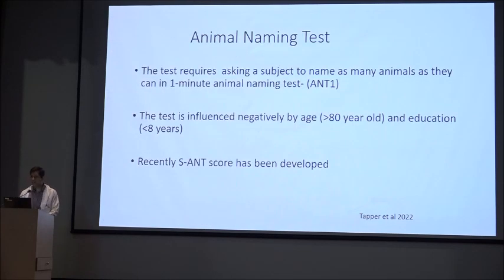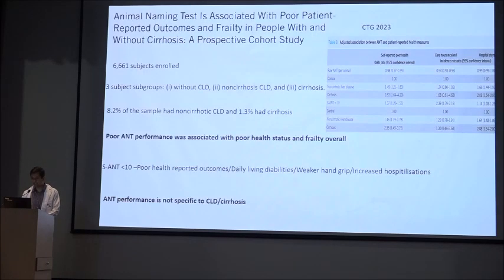The other is the animal naming test. It's a pretty simple test which requires you to name as many animals as you can in 1 minute. It is again influenced by age and education, and hence that is a limitation of most of the tests that I have already described. And this was a very recent article where they reported the animal naming test in terms of frailty, and they found that 8.2% of this group had poor ANT performance, including poor health status and frailty overall.